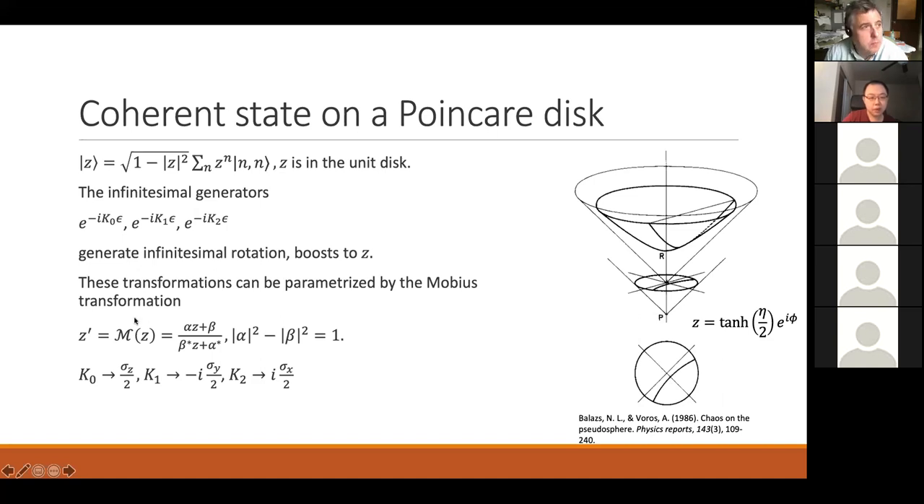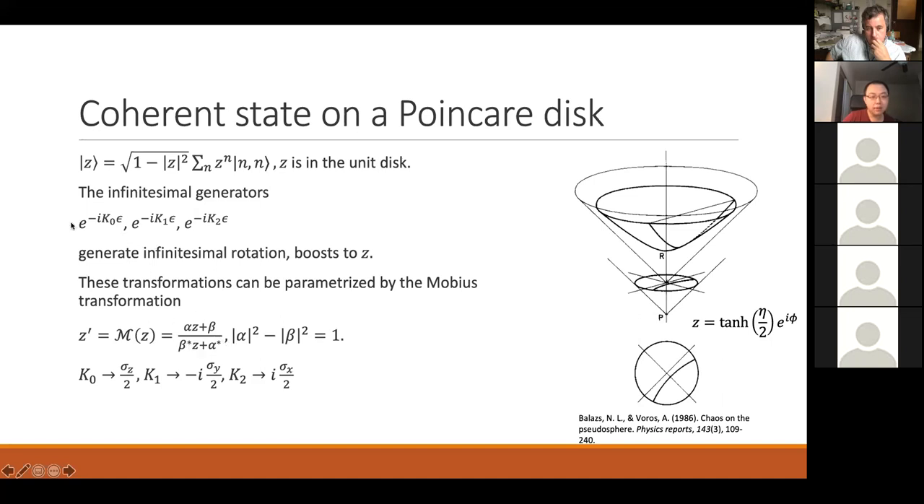And we can also adopt a good parameterization for this transformation, the so-called Möbius transformation, where I give my Z as my initial state. Here this is the x-axis and here is the y-axis, and Z is a complex number which equals x plus iy on this unit disk. So the transformation can be parameterized by alpha, beta, and the complex conjugates beta star and alpha star. We should have alpha squared minus beta squared equals 1.